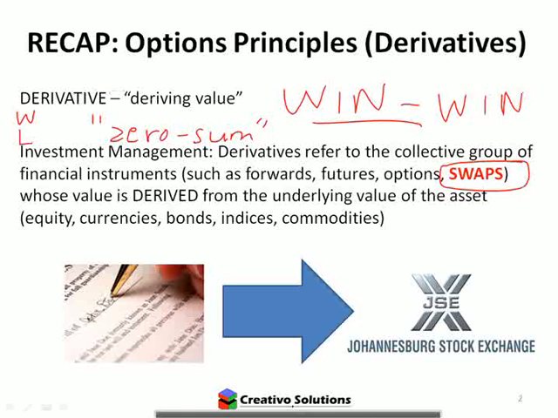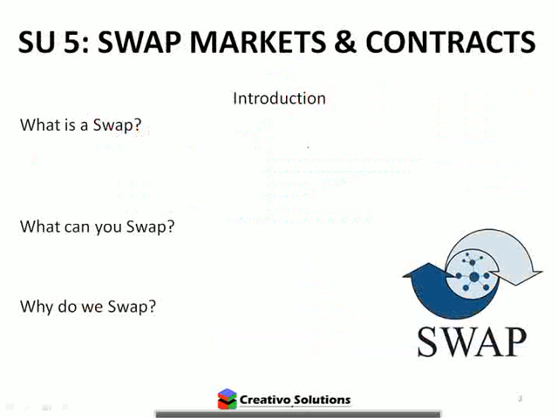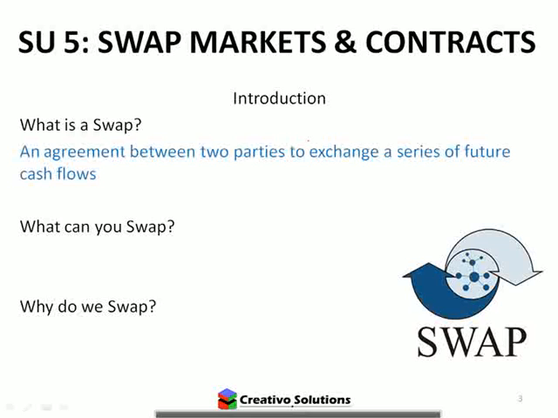Here you've got a scenario where you can win and I can win. We can both win, and a swap is how we do that. So what is a swap? We mentioned it last week in the assignment. Yes, future. But is it a cash flow or cash flows? Cash flow. Yeah, it's a series of future cash flows. Right, so it's an agreement between two parties to exchange future cash flows.